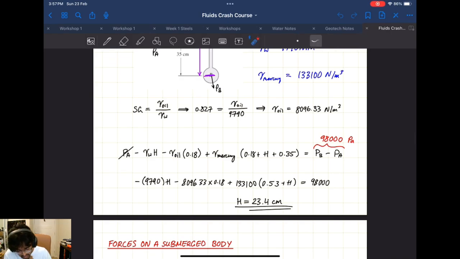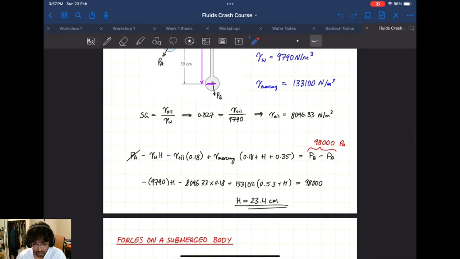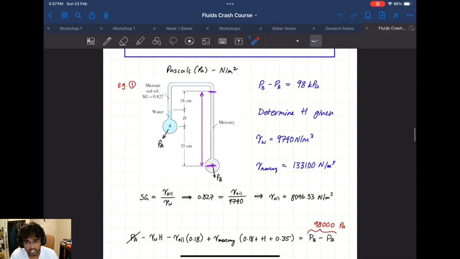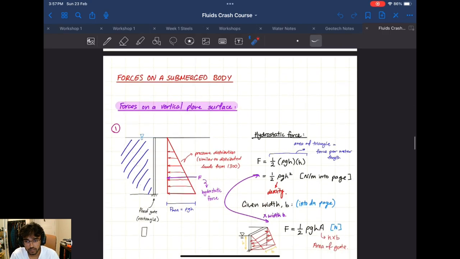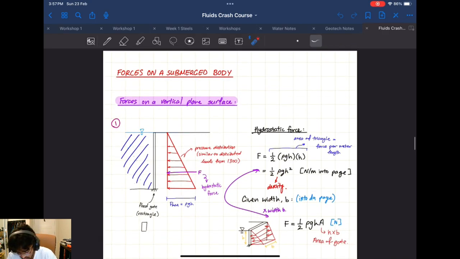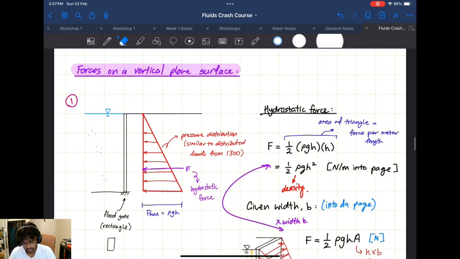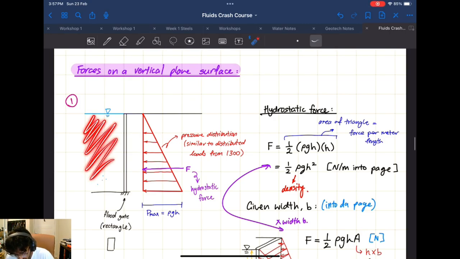Okay, next. That's the first part of hydrostatics, pressure and pressure change. The next part of hydrostatics is forces on a submerged body. So what we have here is a floodgate, or a submerged body. This is more so a real case scenario. There's a floodgate, and on one side of the floodgate there's water. So there's that water side.